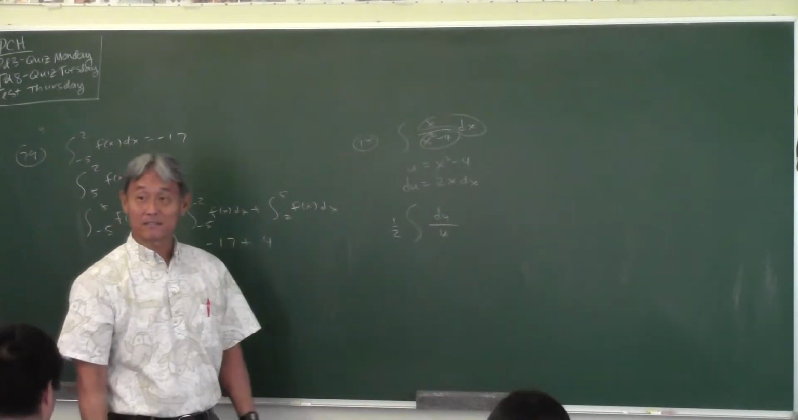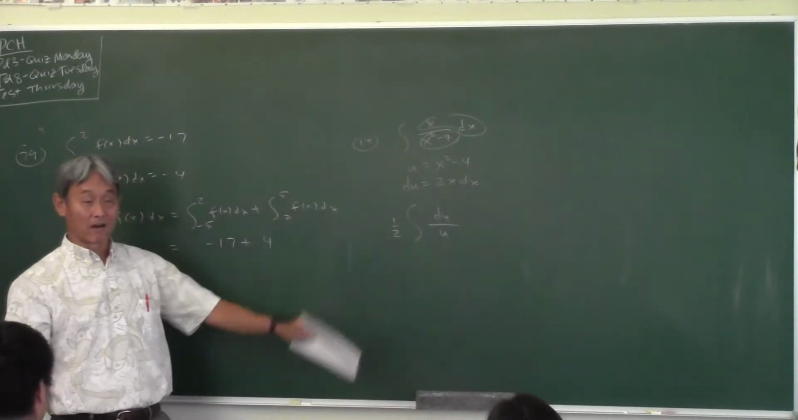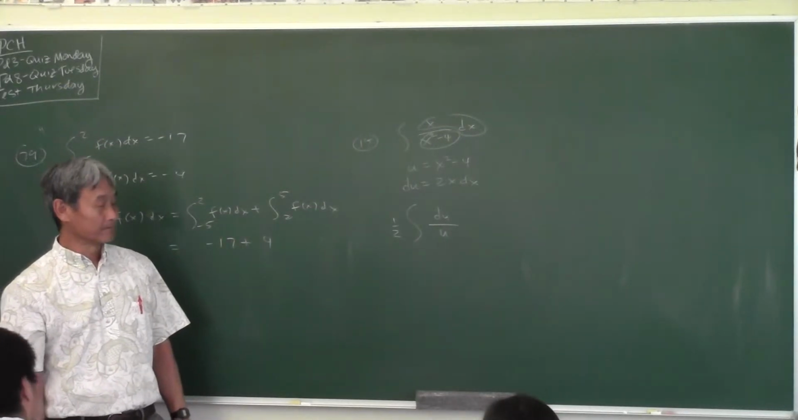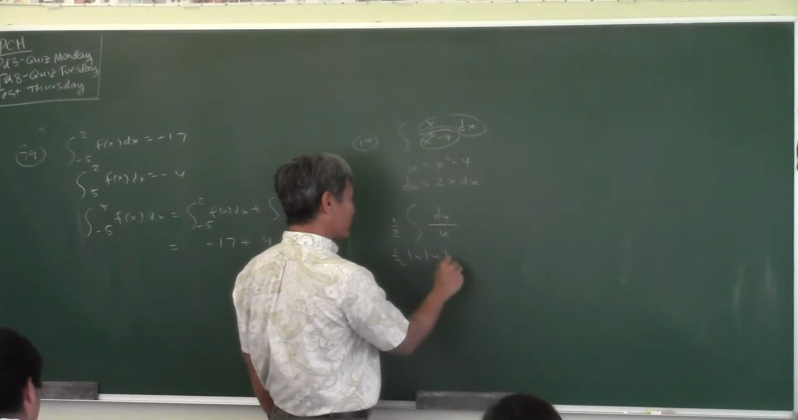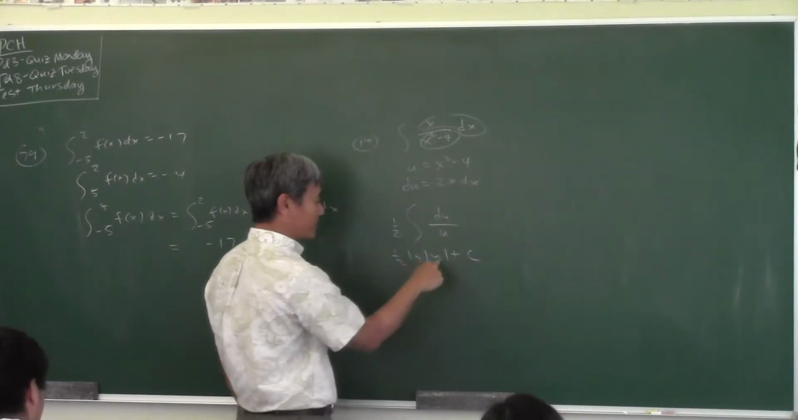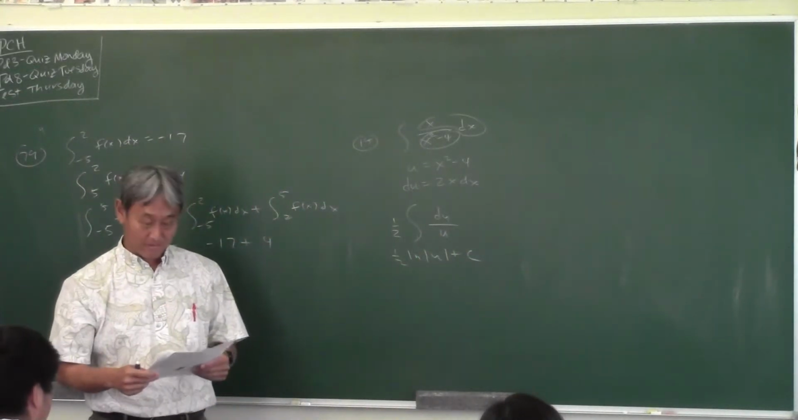Now is that on the list? Yes. What is it? ln absolute value. There you go. 1/2 natural log, absolute value of u plus c, and then all you have to do is resubstitute back in and pick up the answer.